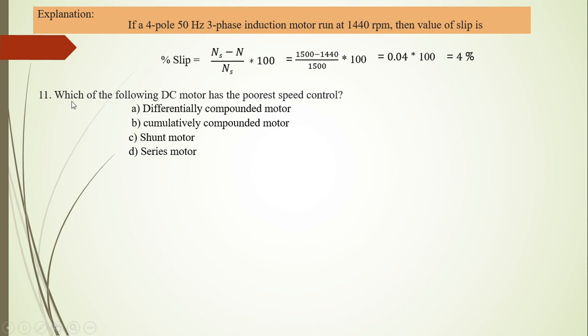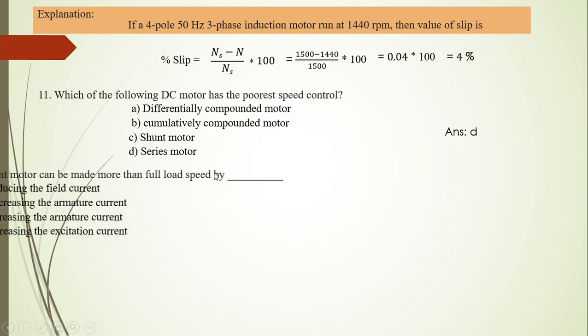Let us take question number 11. Which of the following DC motors has the poorest speed control? Well, you know well. Here we have 4 options: differentially compound, cumulatively compound, shunt motor, series motor. Series motor has the poorest speed control, because other than series motor we can get easy speed control. Series motor has the poorest speed control because at the time of starting itself, a DC series motor should be started with some load. Answer D is the right answer.